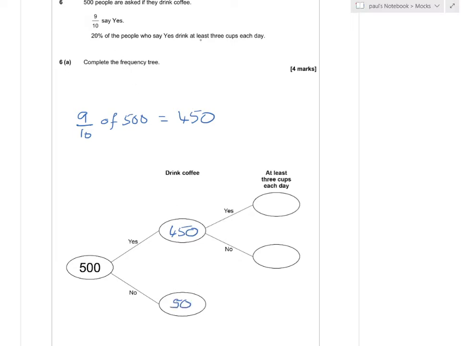And 20% of the people drink 3 cups. We want 20% of that. 10% is 45, so 20% is going to be 90. So that's 90, and then we want 450, take away 90, so that's 360 to go in there.